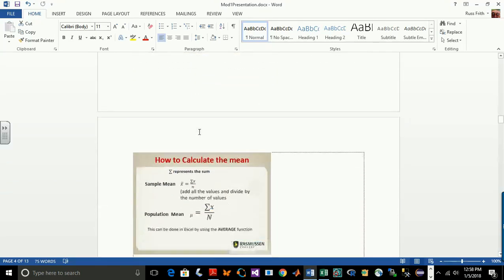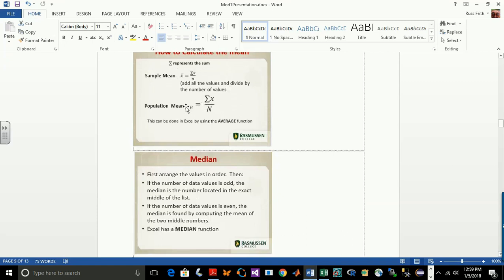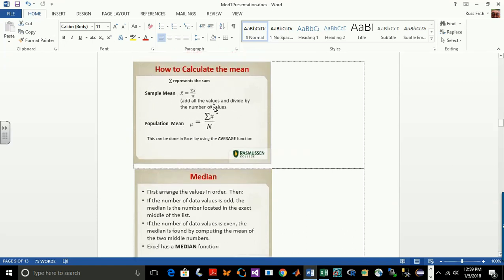Let's see some examples. How to calculate the mean. First of all, you need to understand what sigma notation means. Sigma represents the sum. So the sample mean is written as x bar. X bar is equal to the sum of the samples divided by the number of samples. So you add all the values and divide by the number of values. This is for the sample mean. For the population mean, we use the Greek letter mu. And mu is the sum of all of the data values in the population divided by the size of the population. You can use the Excel average function to calculate the mean.